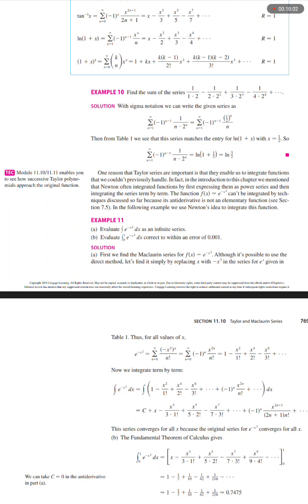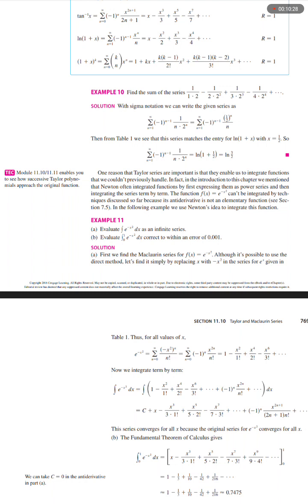Back to the text. One reason that Taylor series are important is that they enable us to integrate functions that we wouldn't previously be able to handle. In fact, in the introduction to this chapter, we mentioned that Newton often integrated functions by first expressing them as power series and then integrating the series term by term.